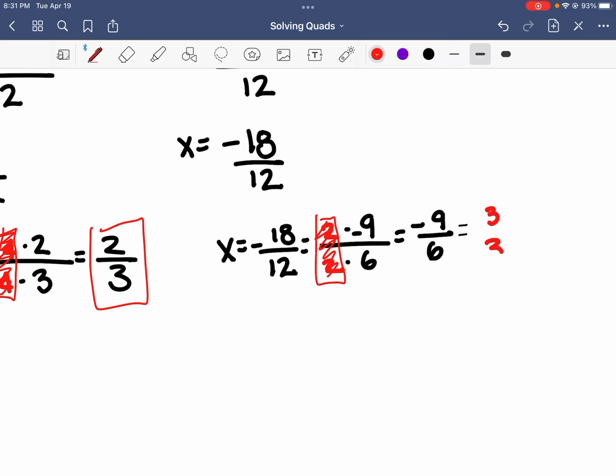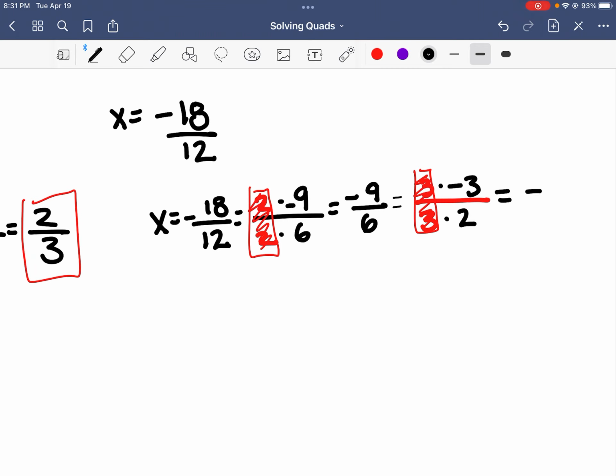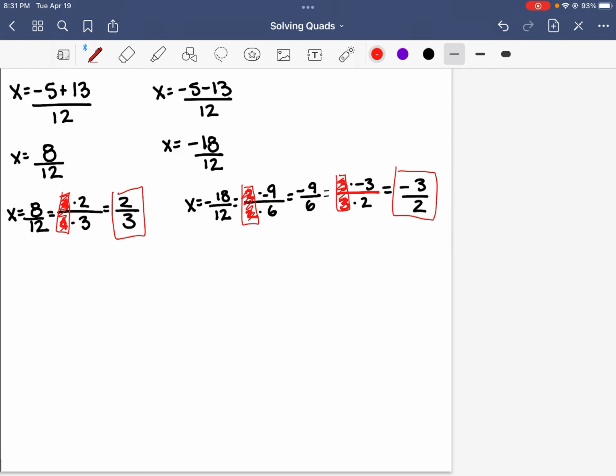So 3 and 3. I didn't do 2 because 9 is odd. I know that 3 times negative 3 will give me 9. And 3 times 2 will give me 6. So again, I have created a giant 1. And I am left with negative 3 over 2. And I stop here because 3 is prime and 2 is also prime. This is my second answer.